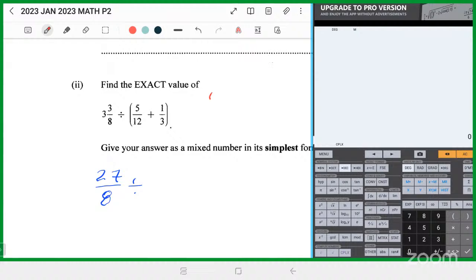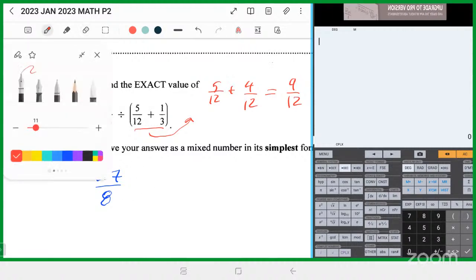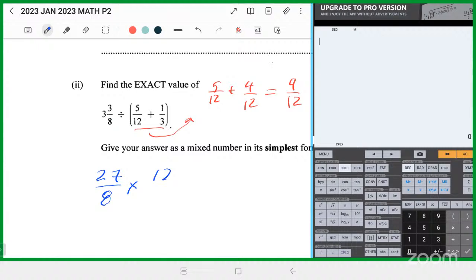It's 5 over 12 plus a third. This third multiplied by 4 over 4 becomes 4 over 12. That's what this bracket term becomes. And now it really becomes 9 over 12. Agree with that? But when you divide by 9 over 12, it's the same as multiplying by 12 over 9. You know that, right? Invert and multiply.